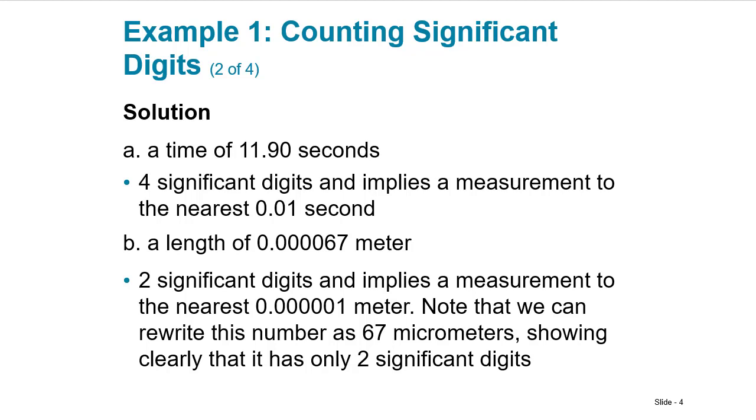For this length in meters, it only has 2 significant digits, because all of those zeros before the decimal place don't tell us anything. It implies a measurement to the nearest 0.000001 meter. But you can always rewrite that in a smaller unit. In this case, it would be 67 micrometers, because that's the nice thing about the metric system.